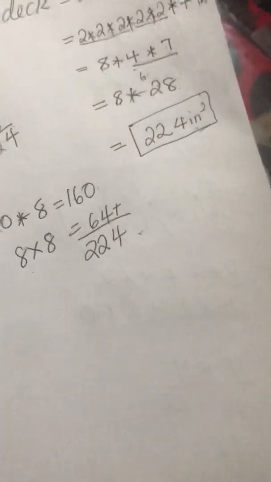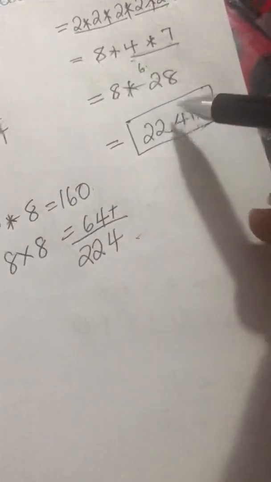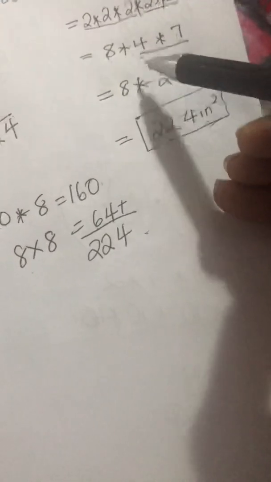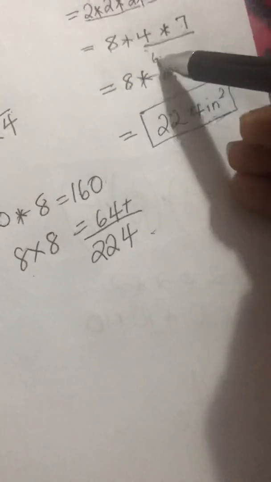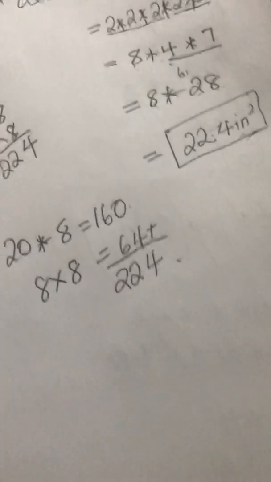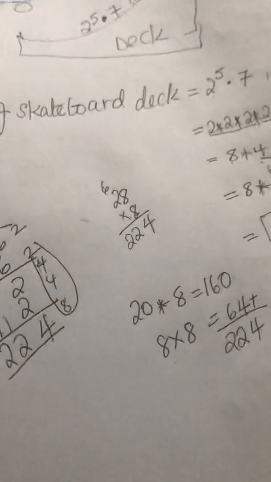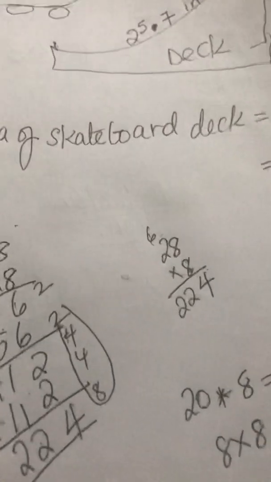Or you can do like me. I said 8 times 8 is 64. I wrote my 6 here. 8 times 2 is 16 plus this gives me 224. Different ways of doing the same thing.